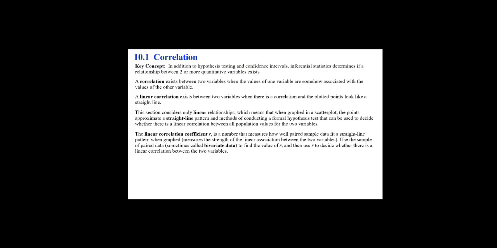The linear correlation coefficient r is a number that measures how well paired sample data fit a straight line pattern when graphed. It measures the strength of the linear association between the two variables. Use the sample of paired data, sometimes called bivariate data, to find the value of r, and then use r to decide whether there is a linear correlation between the two variables.